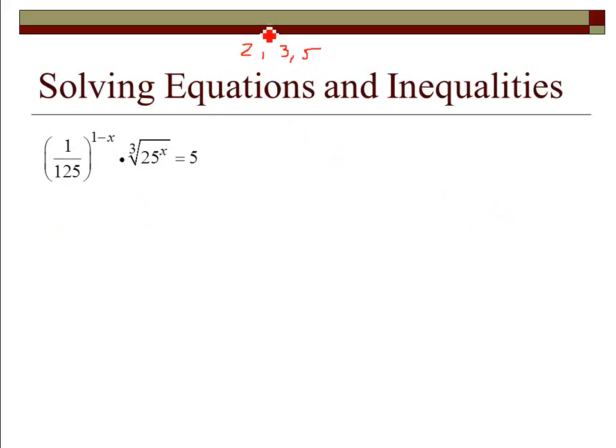So knowing your powers of 2 out to, say, 2 to the 5th, powers of 3 out to maybe 3 to the 4th, and powers of 5 out to at least 5 cubed, maybe even 5 to the 4th, which is 625. So this is powers of 5. So I'm going to try to rewrite this all as powers of 5. So 125 is 5 cubed.